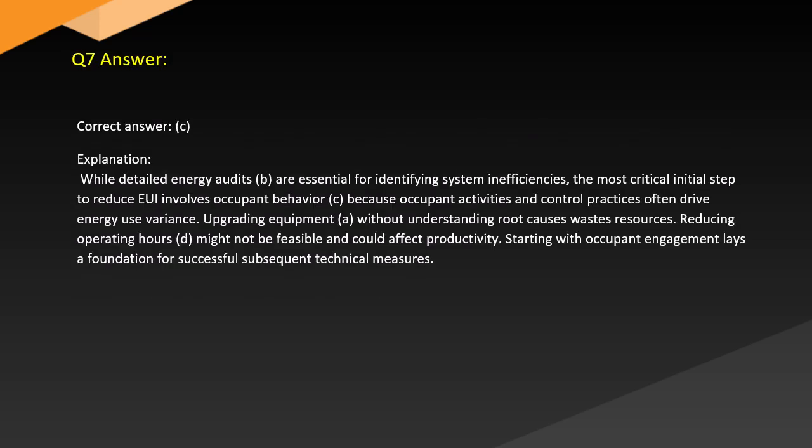Answer. Correct answer: C. Explanation. While detailed energy audits, B, are essential for identifying system inefficiencies, the most critical initial step to reduce EUI involves occupant behavior, C, because occupant activities and control practices often drive energy use variance.